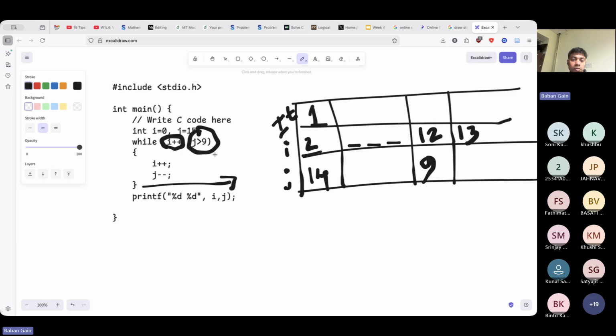So from there it will not go within the while loop. Before exiting from the while loop, it has already executed the i plus plus. So that is why we are getting plus 1 here, 13. So I hope it is more clear now.